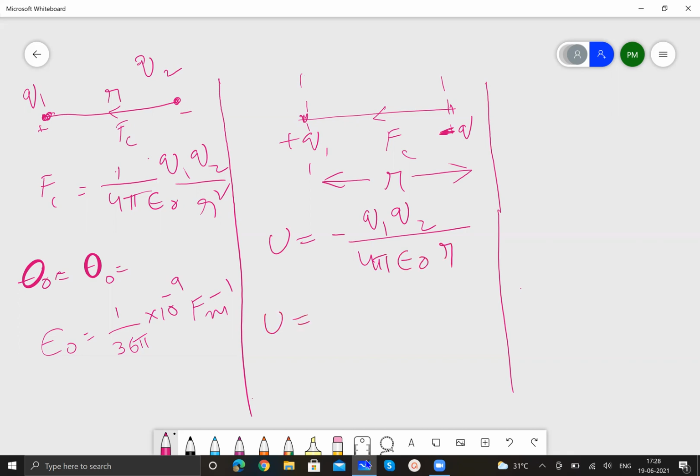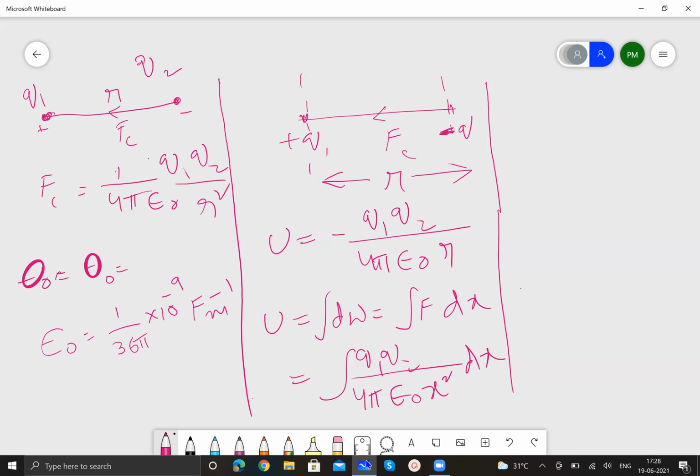How will you get this? Potential energy is nothing but integral dw, that is integral f dx. So this f is nothing but q1 q2 by 4 pi epsilon 0, distance is x, so x square into dx. Limits are from infinity to r. Then you will get this formula. This is the derivation. This is how we get this formula.